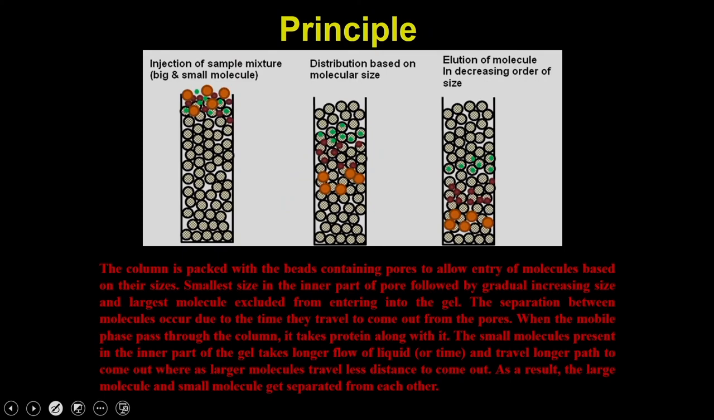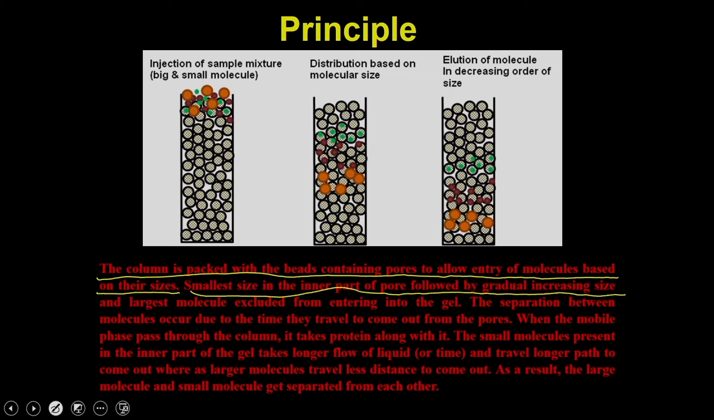So this is what you will understand. This is just to explain the basic principle. In gel filtration, the column is packed with beads containing pores, which allow the entry of molecules based on their sizes. The smallest size goes into the inner part of the pore, followed by gradually increasing sizes, and the largest molecule is excluded from entering into the gel.